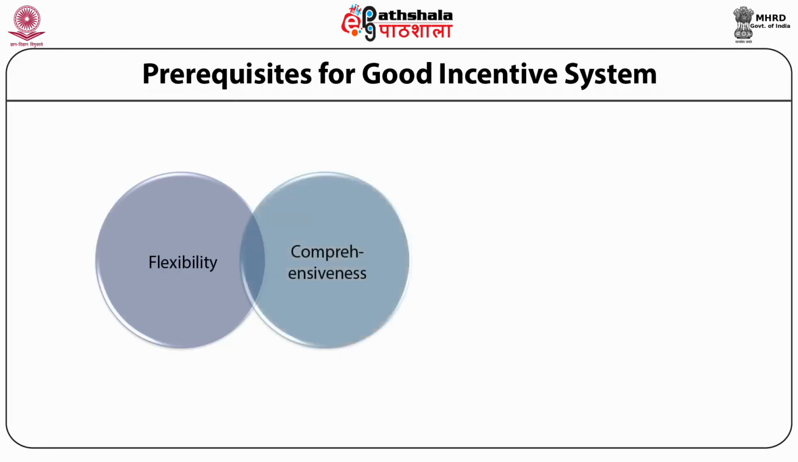Next, comprehensiveness. An effective incentive scheme should have something to offer for all the employees of the organization. All the sections of the employees, from foremen and supervisors to helpers, must be covered under the scheme. The total cooperation of workers, managers, and unions must be obtained for the scheme.